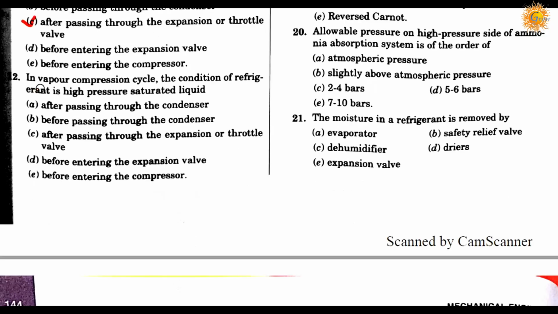Question number 12. In vapor compression cycle, the condition of a refrigerant is high pressure saturated liquid. Option A, after passing through the condenser. Option B, before passing through the condenser. Option C, after passing through the expansion or throttling valve. And option D, before entering the expansion valve. And option E, before entering the compressor. So the correct answer is D, before entering the expansion valve.